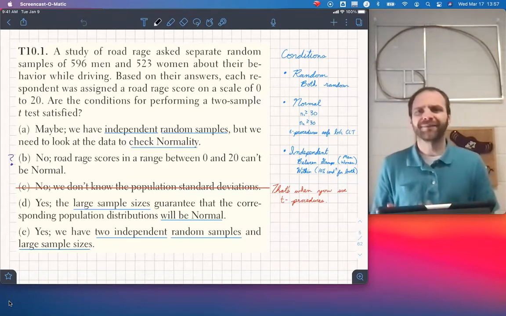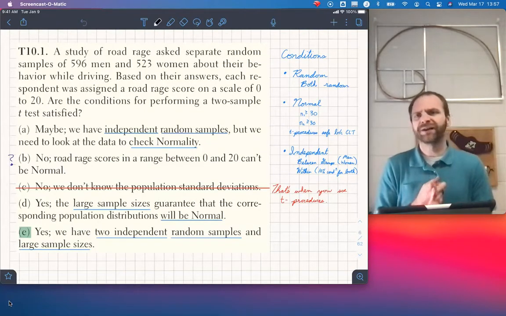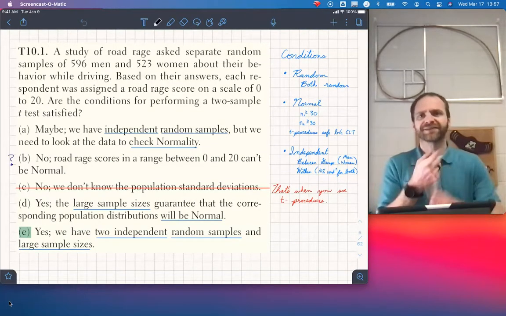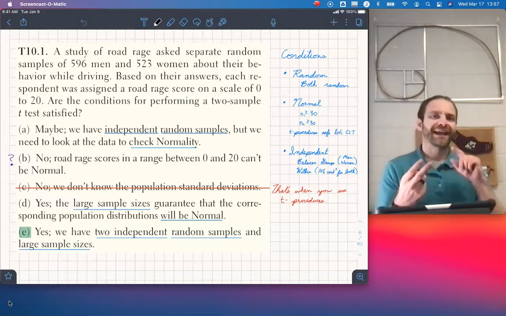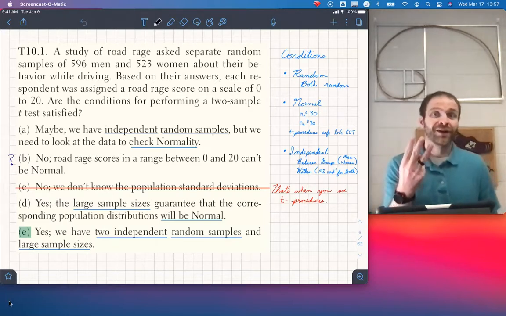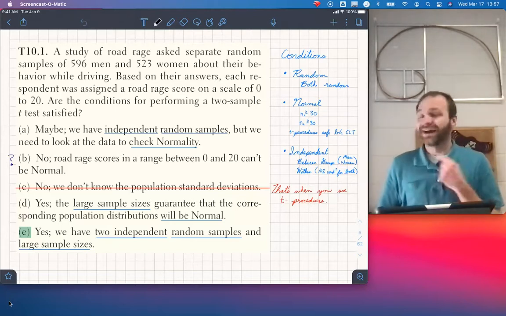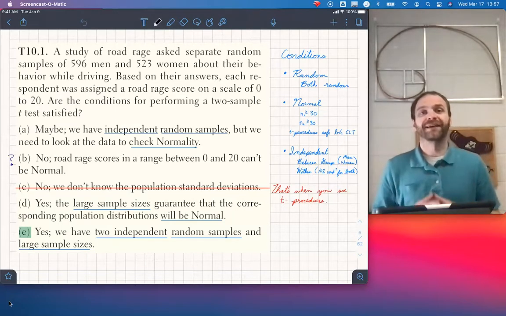So I don't think it's maybe. I think we are good to go. Yes, we have two independent random samples. So yes, they're independent, yes, they're random, and there are large sample sizes, which is really normality. So choice E really represents all three conditions being checked. So the answer to number 1 is E.